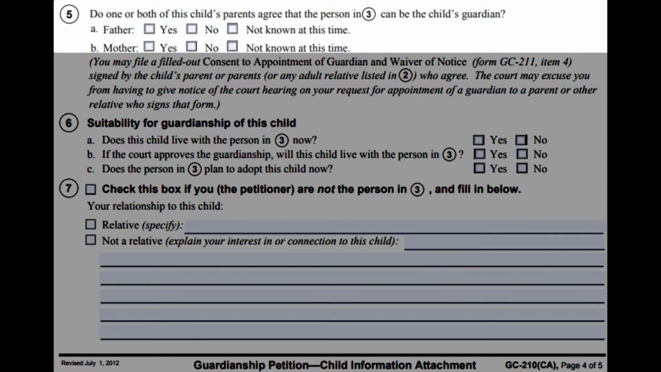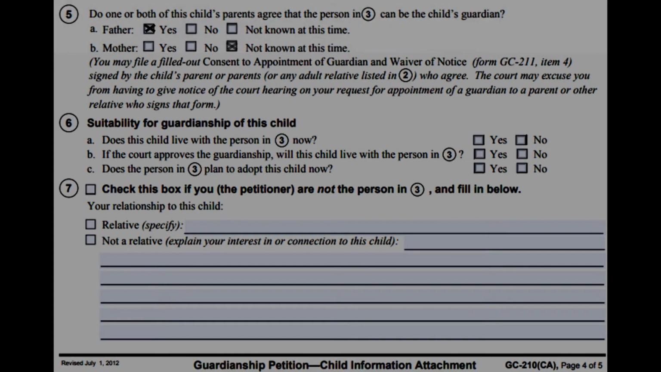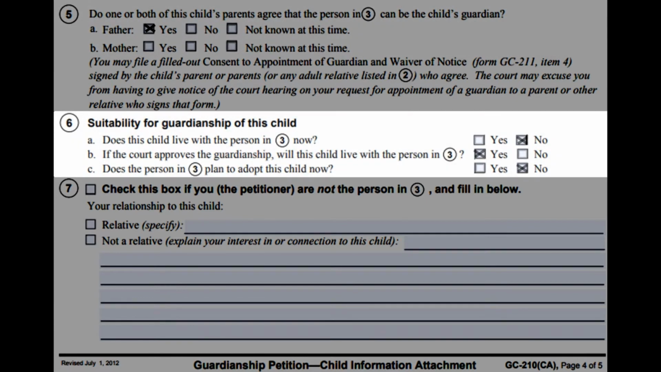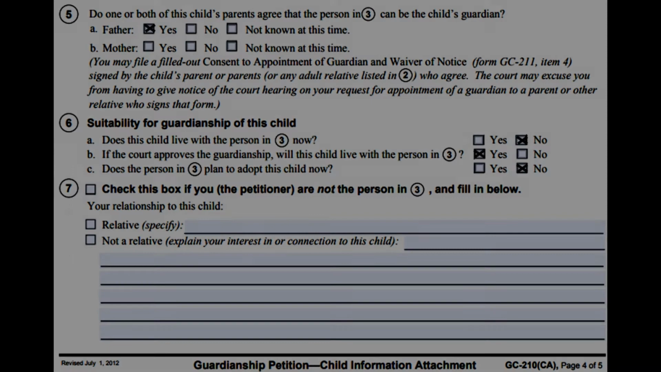On number 5, check yes if the father or mother wants you to be their guardian. Check no if either one of them doesn't want you to be their guardian, or check not known if you are unsure. On number 6, fill out appropriately for your case.